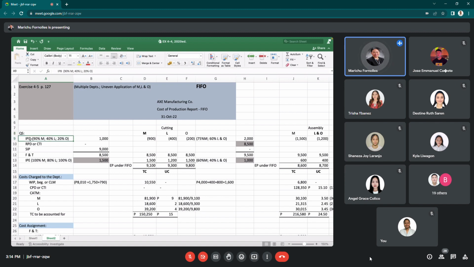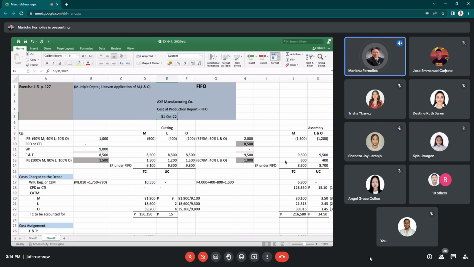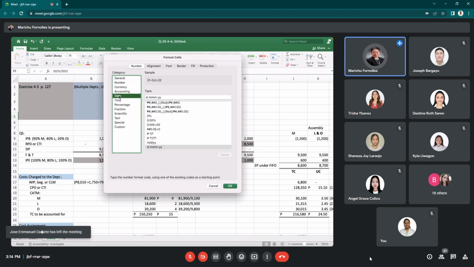So that includes the work in process beginning. So like in the cutting department, the work in process beginning is 1,000 units. So that means the 1,000 units were started last month, but they were not completed yet last month. They are still in process at the end of September. Ako sang i-change ang format ha sa date. Format cells, date.